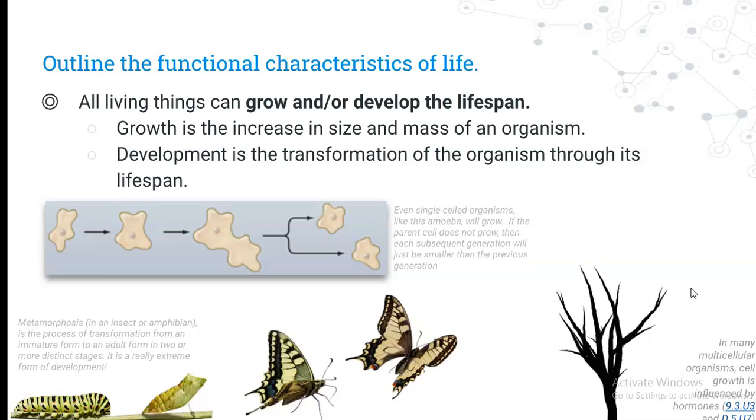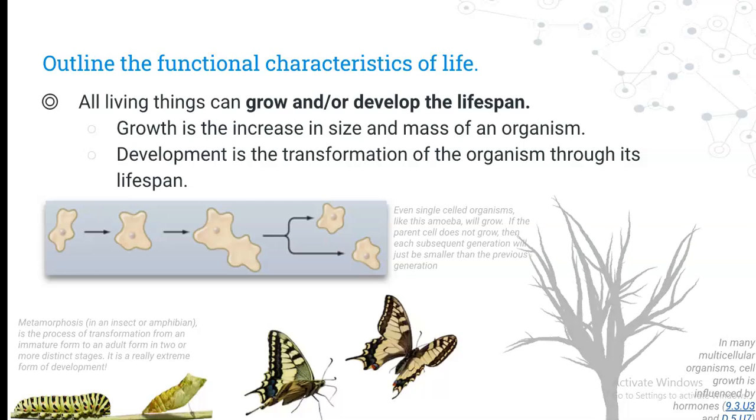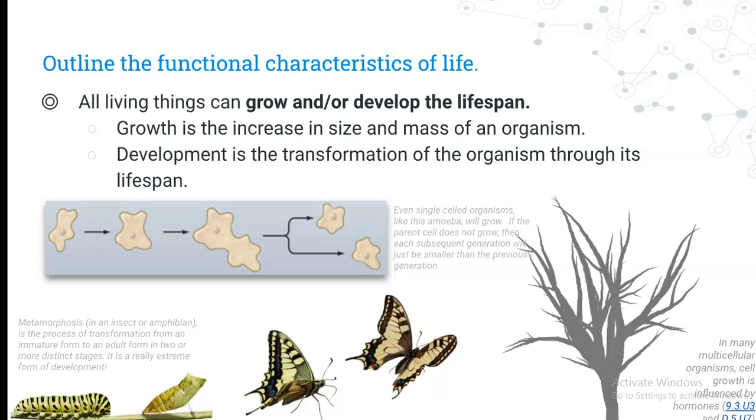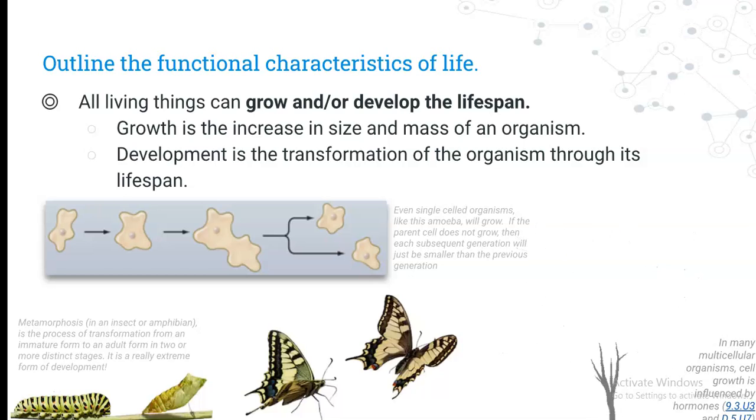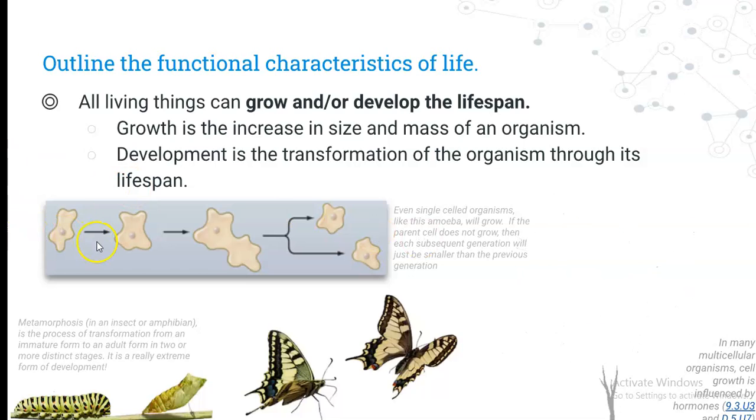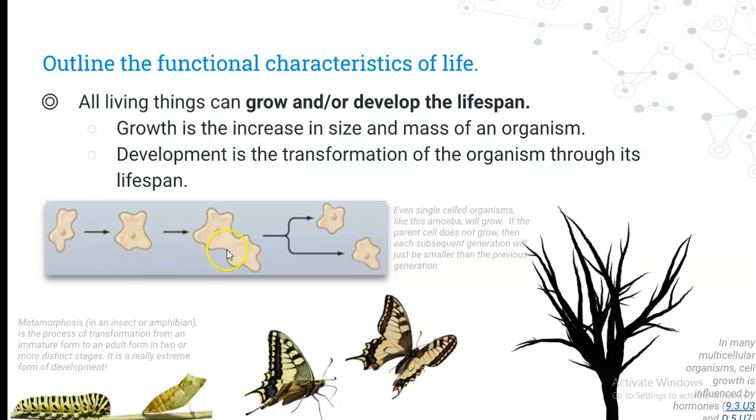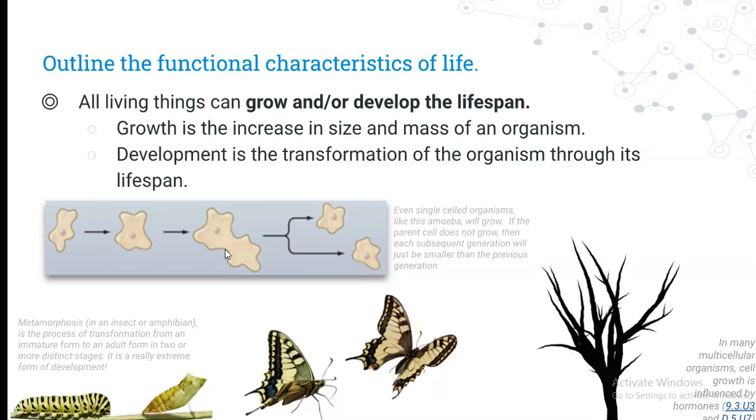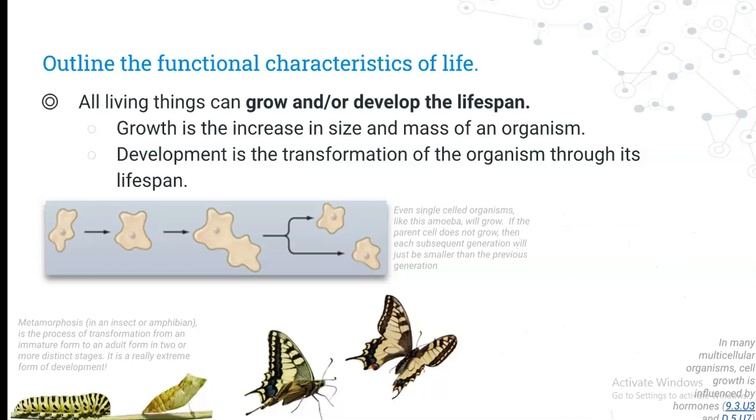The third characteristic of life is that all living things can grow and or develop through a lifespan. Growth is the increase in size and mass of an organism, whereas development is the transformation of the organism through its lifespan. Even single-celled creatures like the amoeba will grow. If the parent cell doesn't grow, then each subsequent generation would be smaller than the previous generation, and of course you would run out of amoeba eventually. So the amoeba has to grow to a certain size before it splits in two.